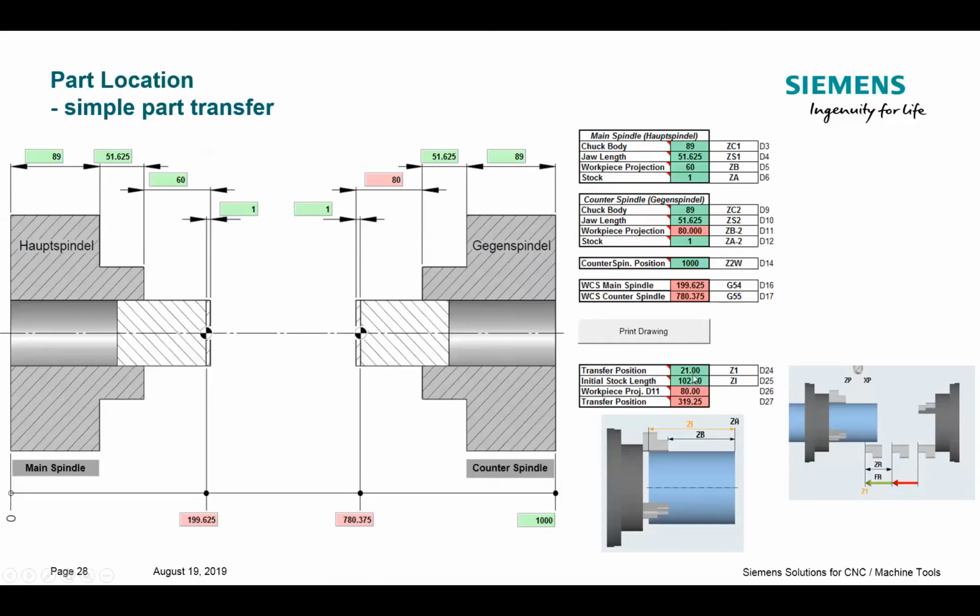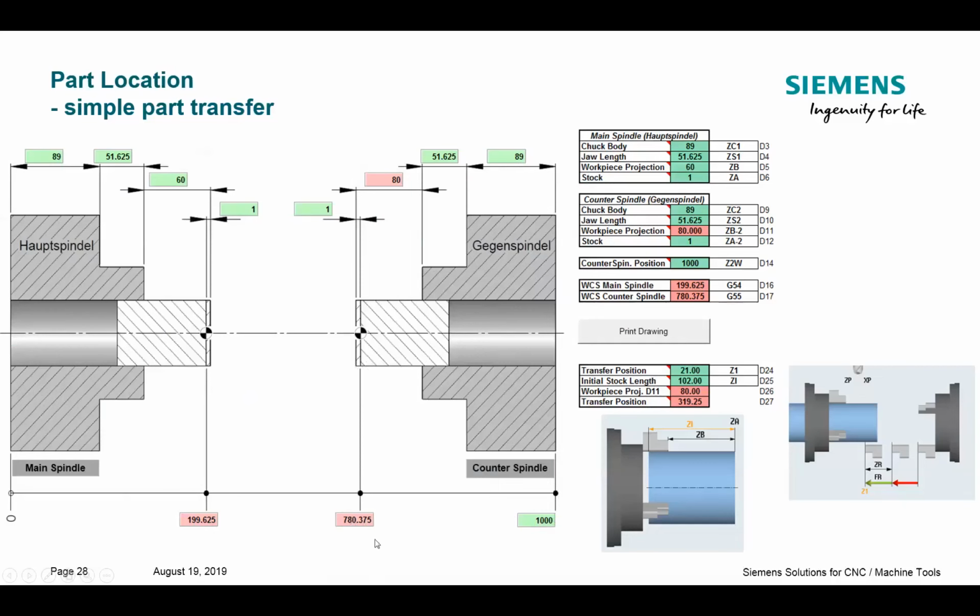From there, the worksheet is going to calculate a couple of things for me. It's going to tell me what my work coordinate would be in G54 based on all of these stacked offsets. It's going to tell me what my work coordinate is going to be for G55 once the subspindle is back at its parked location. What it's really doing is, when I'm back at 1,000 millimeters away from zero, it's subtracting the chuck body, subtracting the jaw projection, subtracting the overall part length, and then adding the stock that I'm going to take, and it's calculating this number.